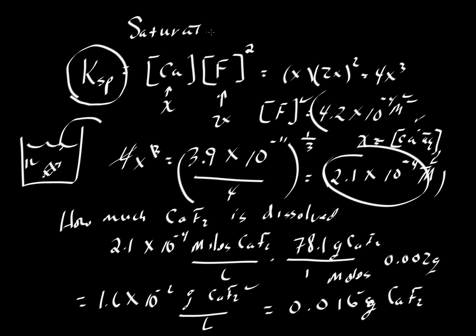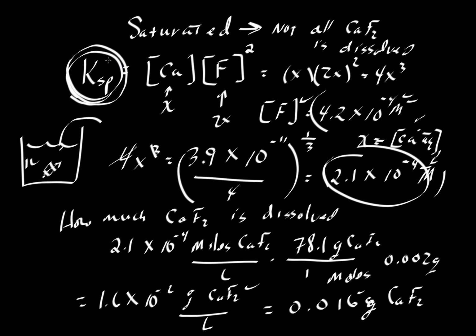So we'll just finish up this video with this last concept. The system is saturated when not all of the calcium fluoride is dissolved. So we have some left over in solution that allows this Ksp value to work. So the Ksp values, these solubility products, and equilibrium constants in general only work when we have all of the phases present. Then we can use these values to do these kinds of calculations.